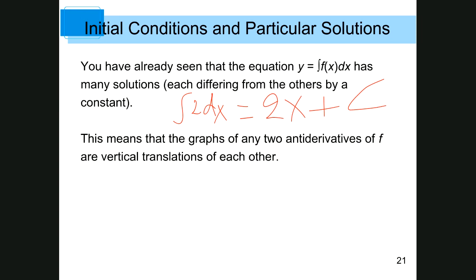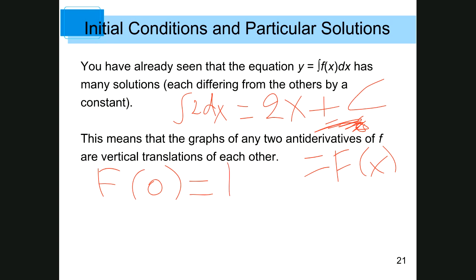But sometimes they tell you the initial condition. What does initial condition mean? Let's say this one is f of x. Sometimes they tell you f of 0, maybe f of 0 is 1. What do you do? Then you have to plug in x equals 0, and c has to be 1. Actually, there is no c here.